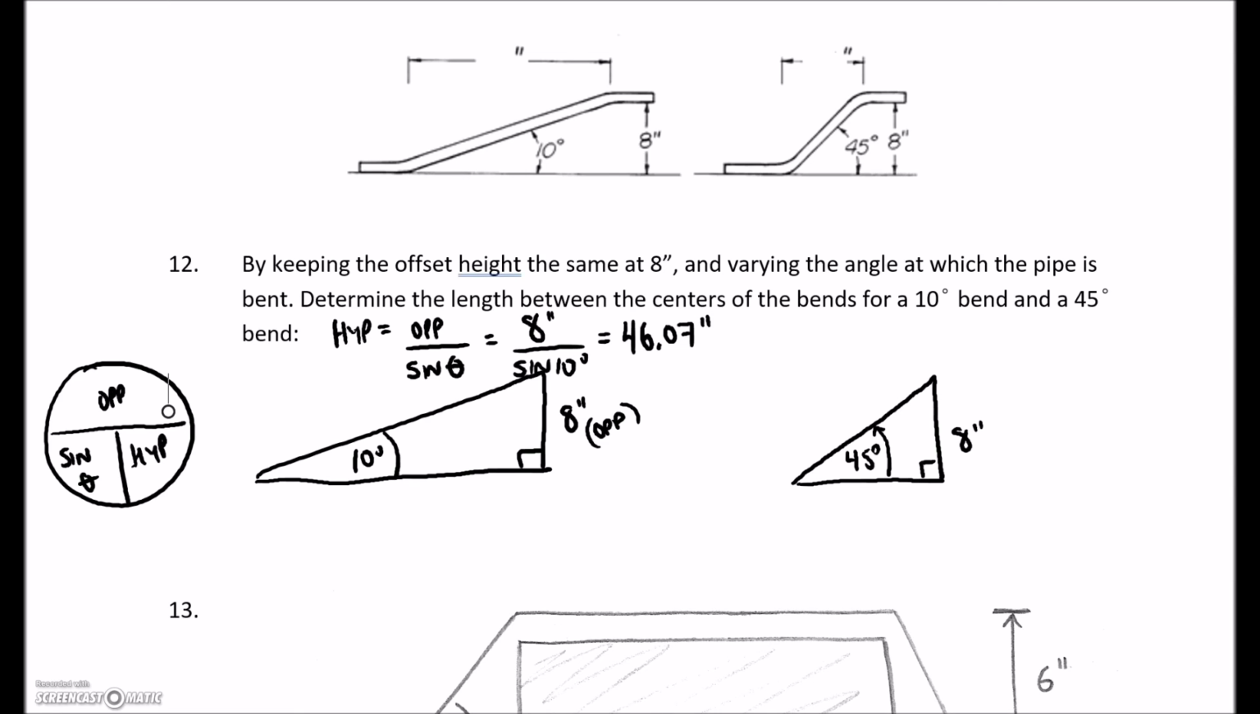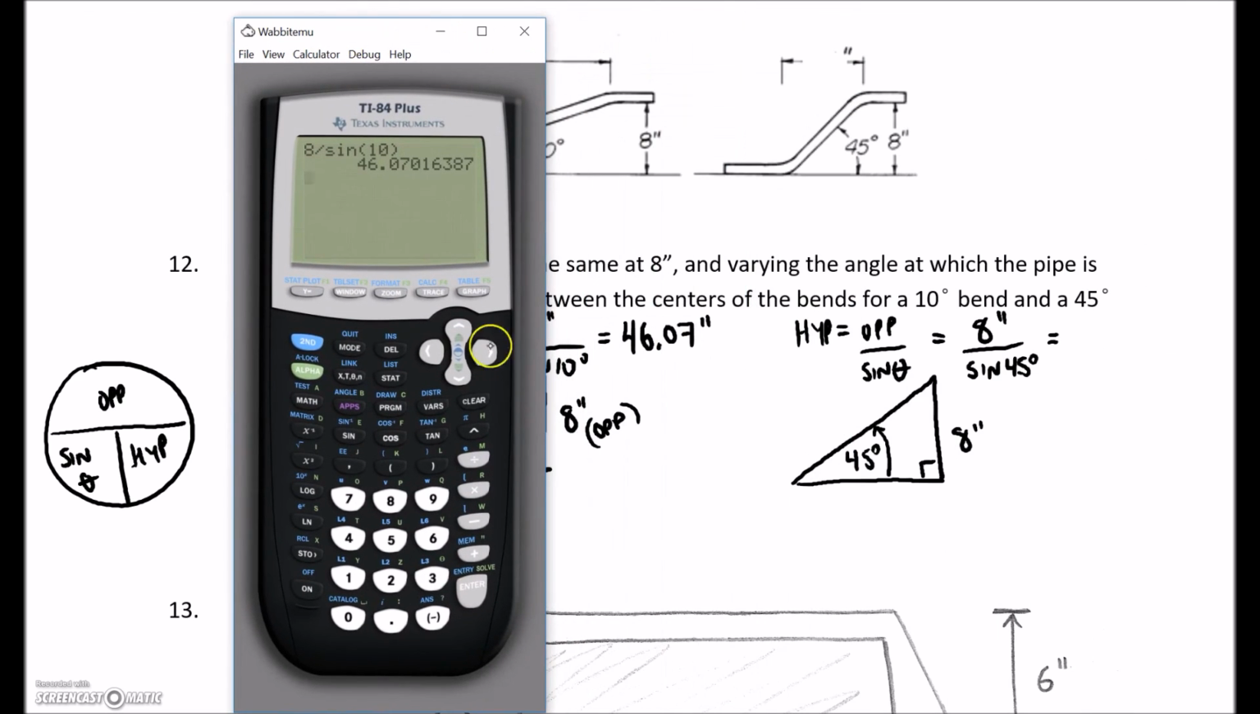If we want to find the hypotenuse here, we're going to use the exact same equation: the opposite divided by the sine of the angle. Again, our opposite is 8, but our angle has now changed to 45 degrees, and the distance on the hypotenuse is going to be a lot less. So we do 8 divided by the sine of 45 degrees, and that gives us 11.31 inches.